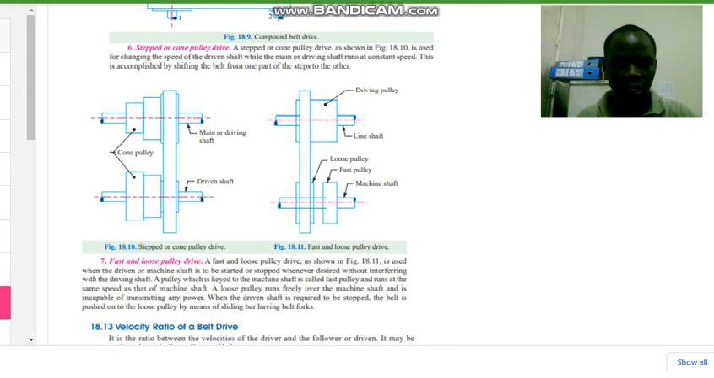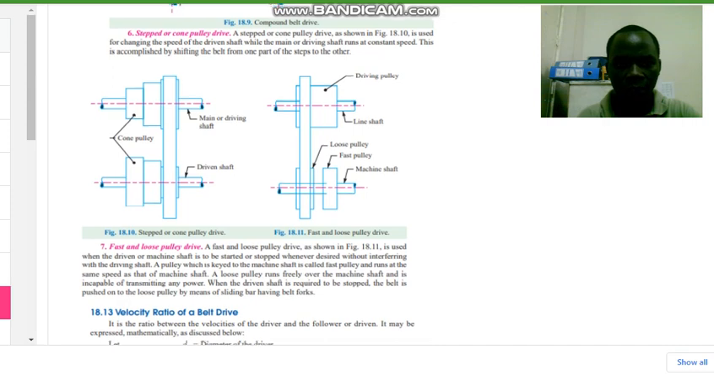So as you can see, in the stepped pulley, we have cascaded pulley types based on their sizes, and the belts run from one to the other. So this is what is called the coned pulley or the stepped pulley.